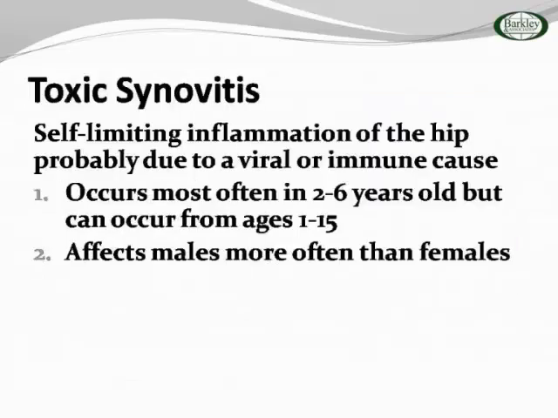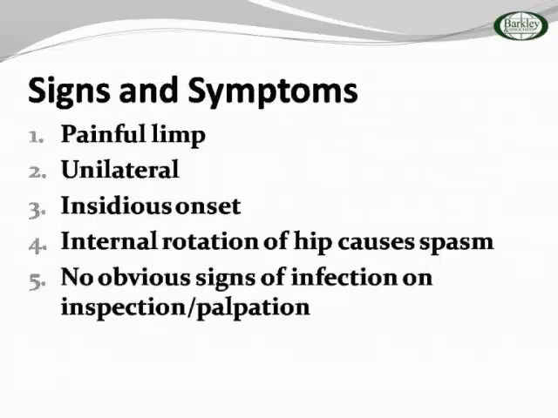Here's toxic synovitis: inflammation of the hip, viral immune causes, 2 to 6 years of age. We think about kids that have that painful limp, but when you look at the hip, it's really not showing any signs of infection. But when you examine, say you take that hip and you rotate the leg, you'll probably get them into some type of a spasm because it's very painful.